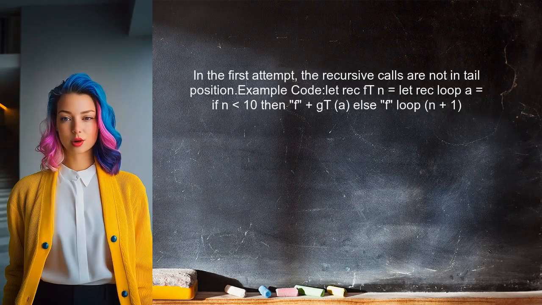In the user's first attempt, the recursive calls to functions gt and ft are not in the tail position because they are followed by string concatenation. This means they cannot be optimized by the compiler.